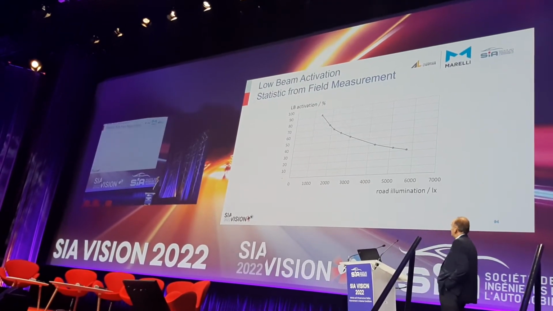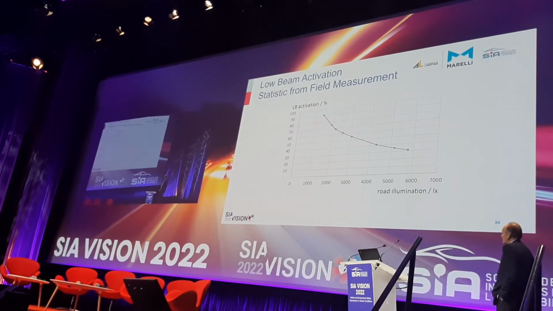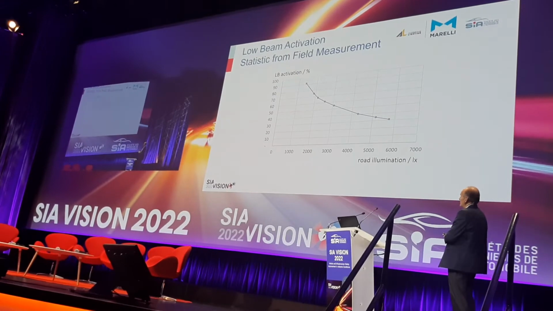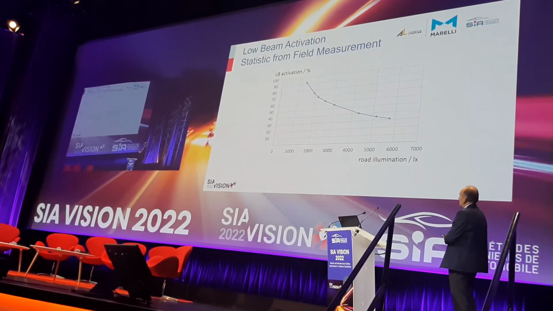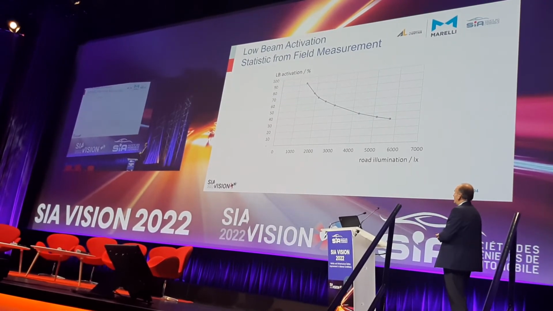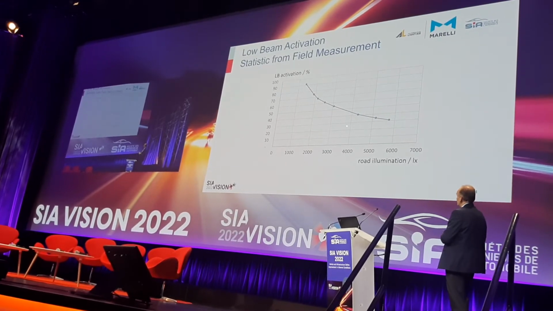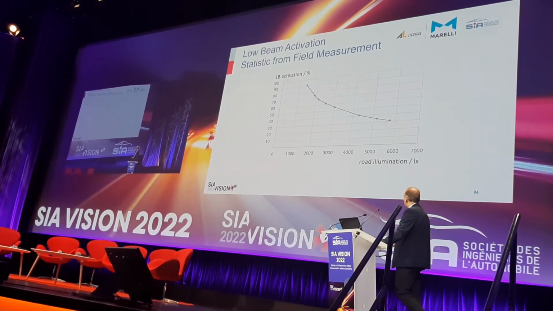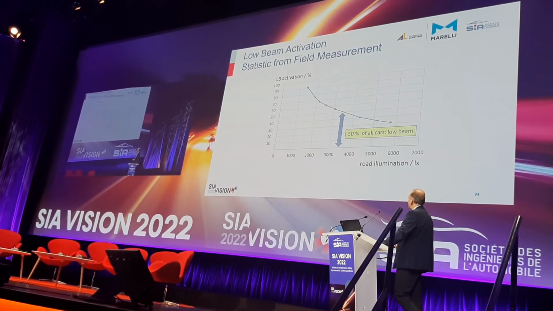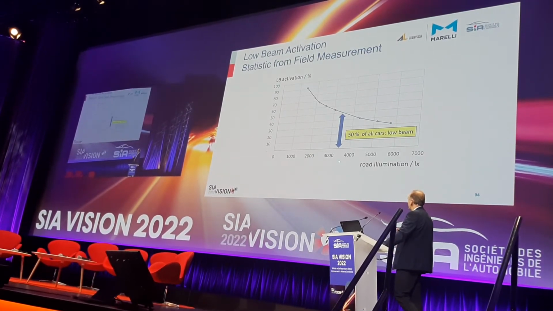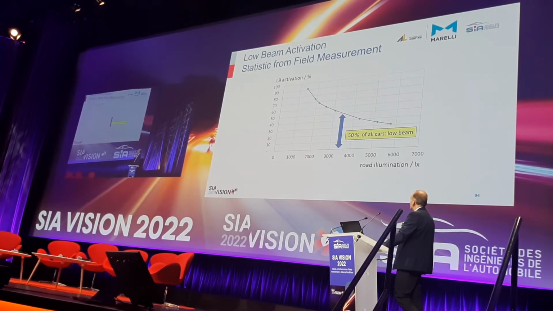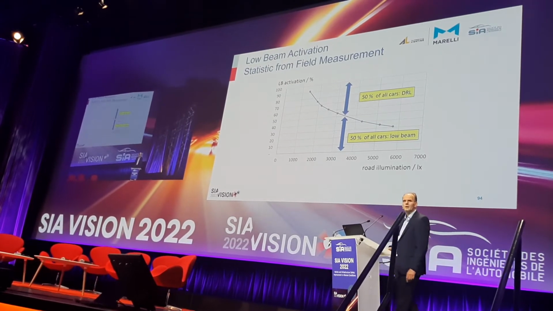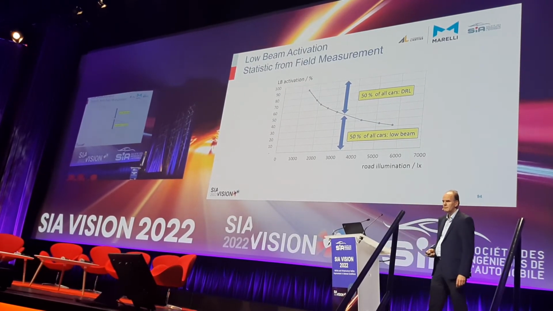Okay, the next idea. We made a small statistic to find out the switch-on level of the low beam in comparison to the DRL as a function of illumination on the road. We counted cars and found that at 3,500 lux on the road, 50% of the cars are going with a low beam and the other 50% with DRL.